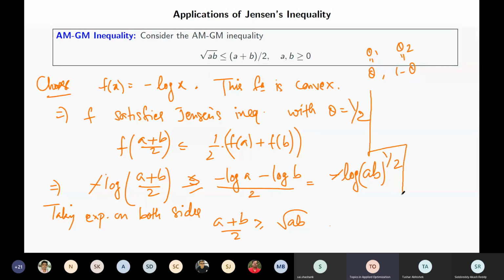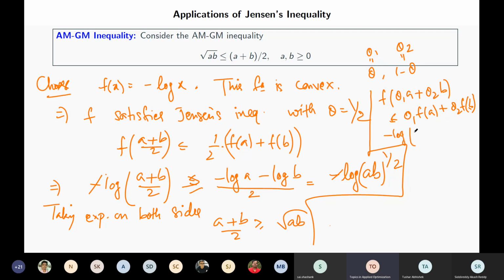So using Jensen's general inequality, f of theta 1 a plus theta 2 b is less than or equal to theta 1 f(a) plus theta 2 f(b). So this will be the general variant of the Jensen's inequality. And theta 1 in our case is theta.